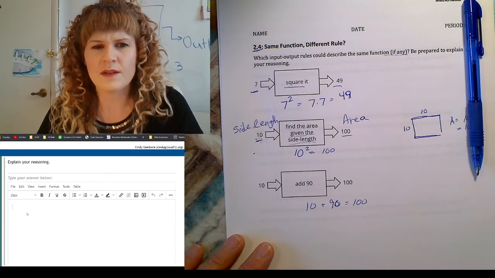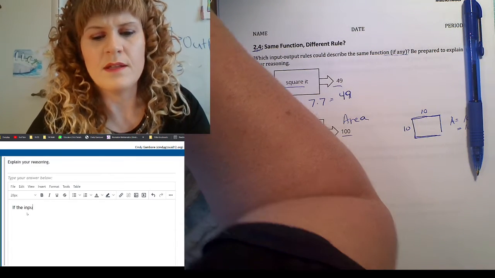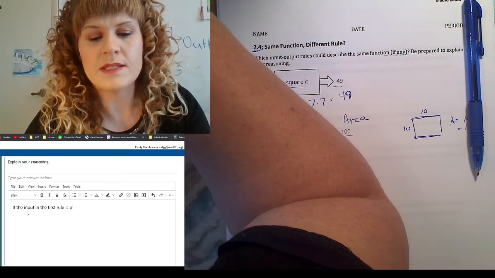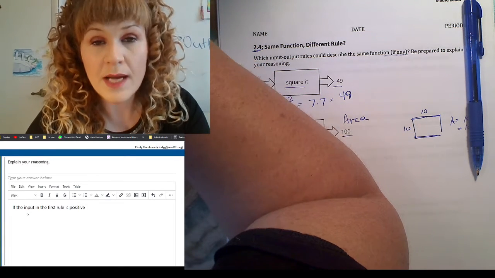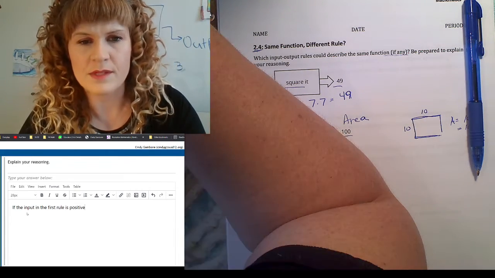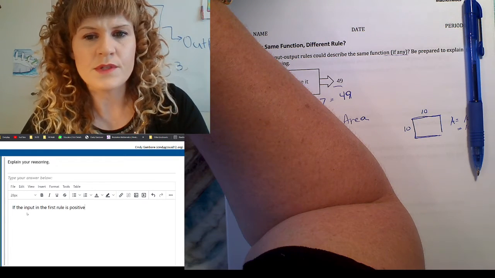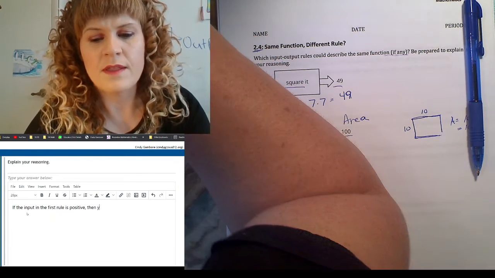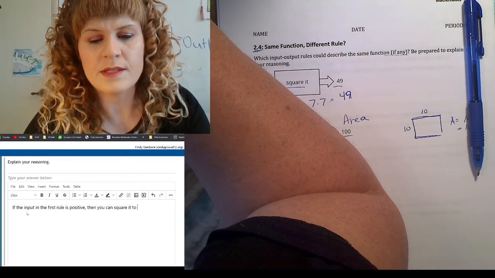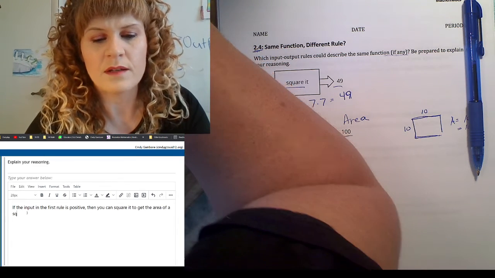Explain your reasoning. Okay. If the input in the first rule is positive, if it's for positive numbers, then you can square a positive number and get the area of a square. Let me type that in. If the input in the first rule is positive, then you can square it to get the area of a square.